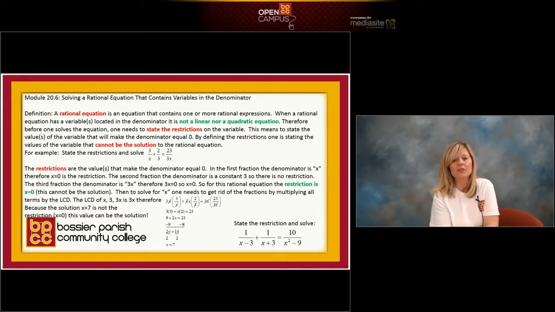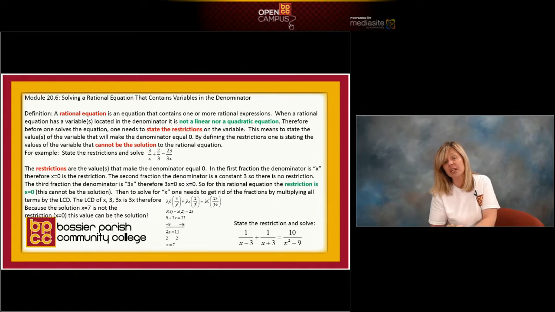So if everybody looks at the PowerPoint, I have an equation that contains fractions. 3 over x plus 2/3 equals 23 over 3x. Now here's the problem. It's all about definitions. Yes, that equation is rational because it contains fractions. It is not linear because x is not in the numerator. That x is in the denominator, and that is not the definition of a linear equation.